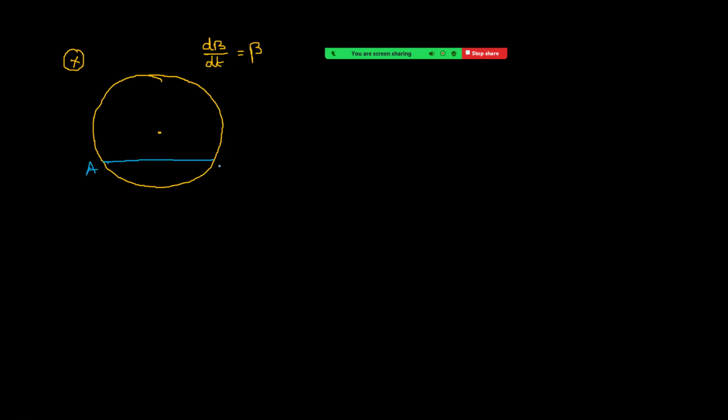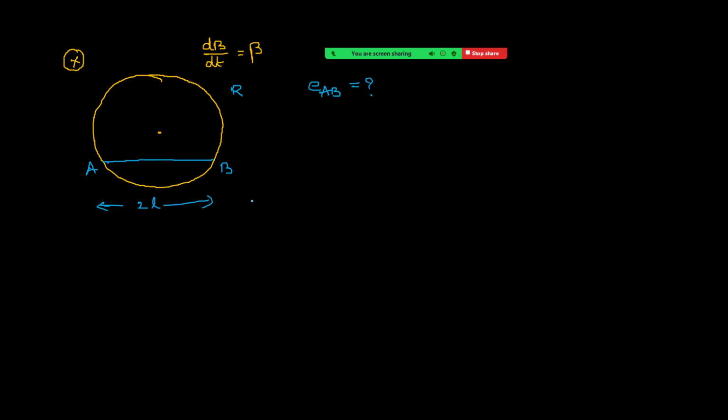It is AB, and its length is given as 2L, and the radius is R. So we have to find the EMF induced across AB, right?